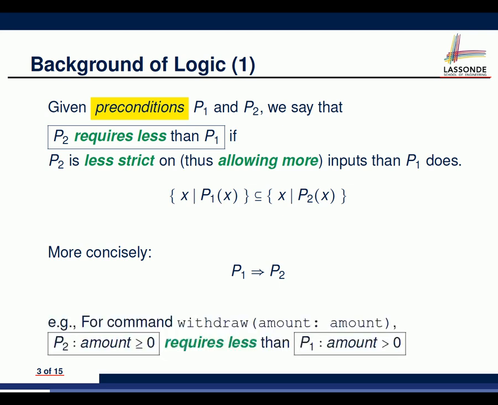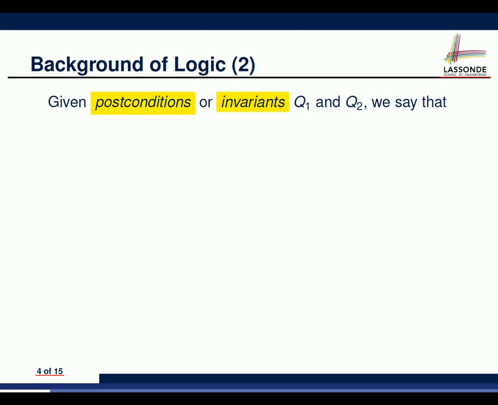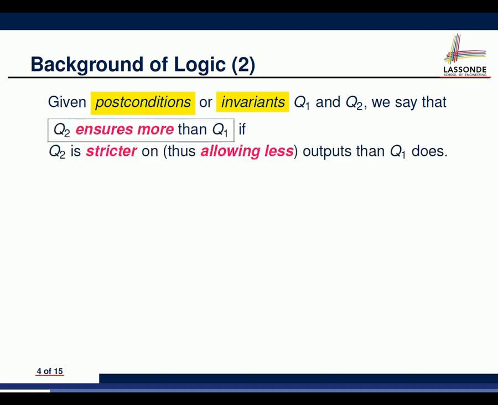That's about preconditions. Now, let's switch the context to postconditions. If you have two postconditions or invariants, Q1 and Q2, usually when we talk about postconditions, we're talking about ensuring some service to be provided to the clients. So when we say Q2 ensures more service than Q1, that simply means you can have stricter criteria on the output values from Q2 than Q1. Logically speaking, the satisfying output values for Q2 are a subset of those for Q1.